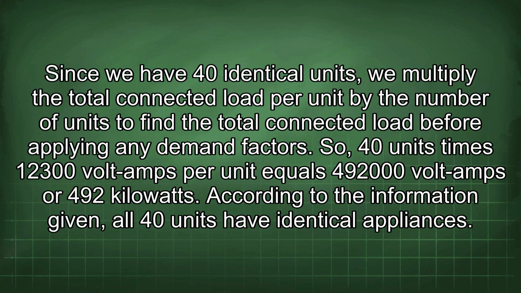Since we have 40 identical units, we multiply the total connected load per unit by the number of units to find the total connected load before applying any demand factors. So 40 units times 12,300 volt amps per unit equals 492,000 volt amps or 492 kilowatts. According to the information given, all 40 units have identical appliances.